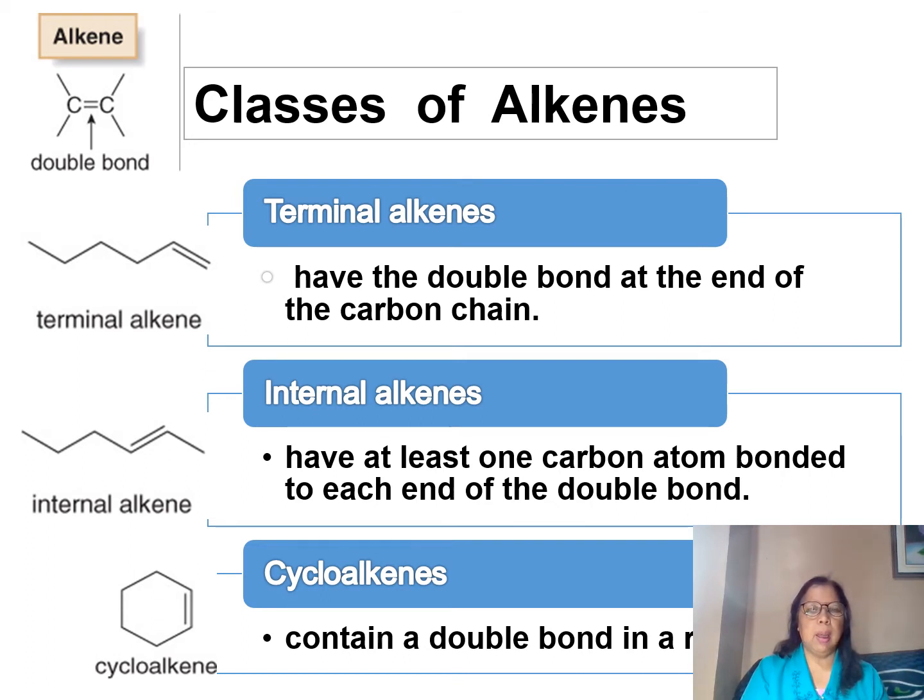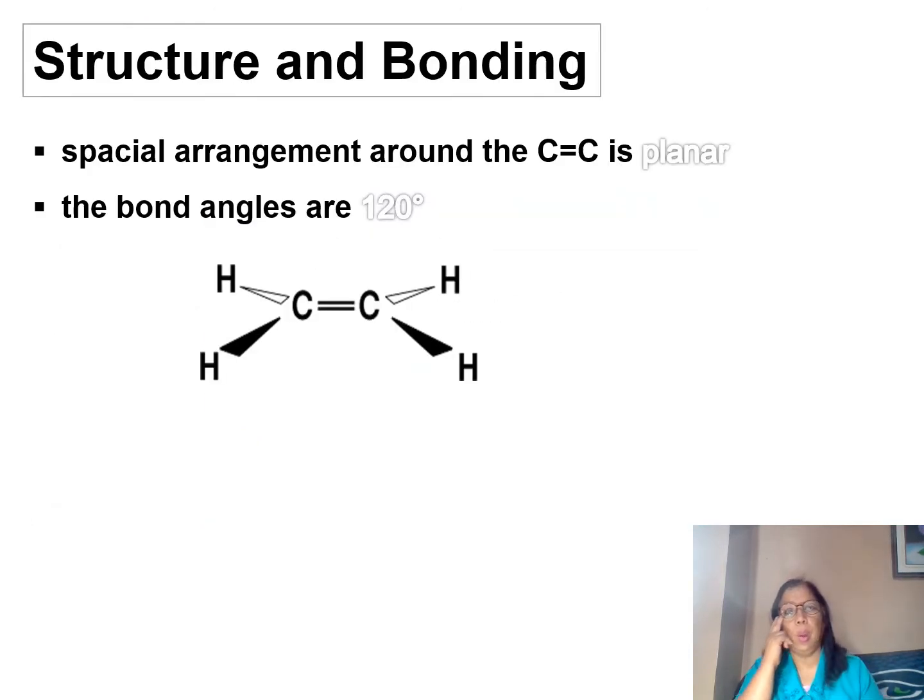Just like in the example of the terminal alkene, you could have here the double bond, and in the internal alkene, you could also have here the double bond and also the double bond here. For the cycloalkene, you could have the double bond anywhere between the carbons. And then this is the structure of the hydrocarbon alkene. The spatial arrangement around the carbon-to-carbon bond is planar. The angles are 120 degrees as compared to methane.